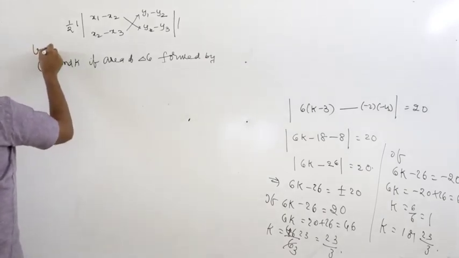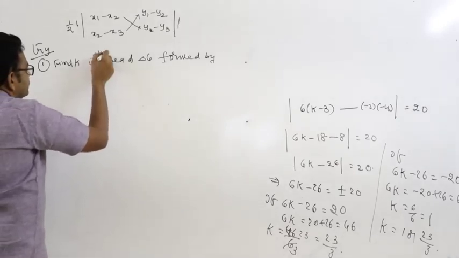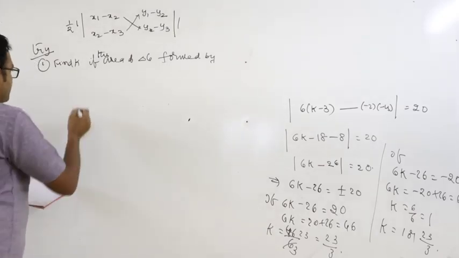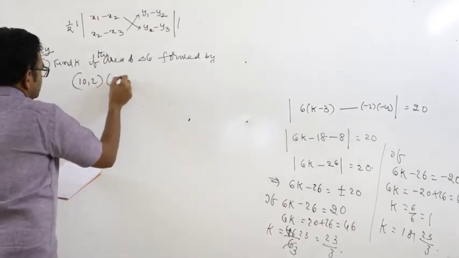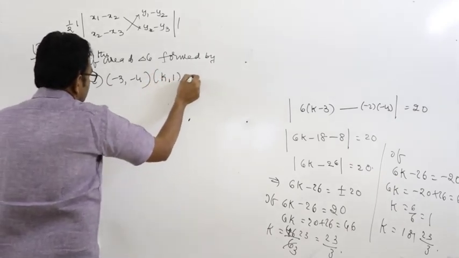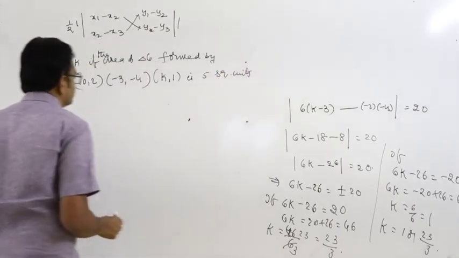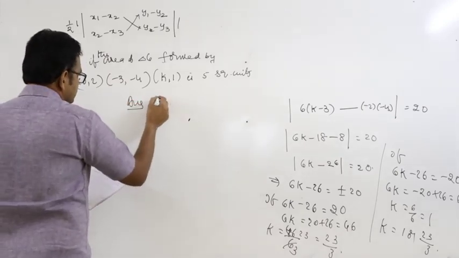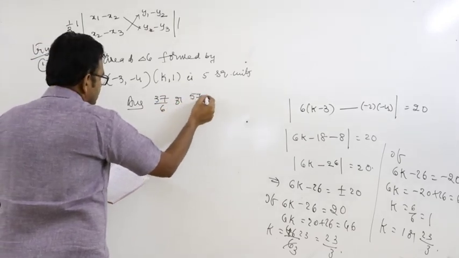Next problem, you try this problem. Find k if the area of the triangle formed by the points (10, 2), (-3, -4) and (k, 1) is 5 square units. Answer, k value: 37 by 6 or 57 by 6.